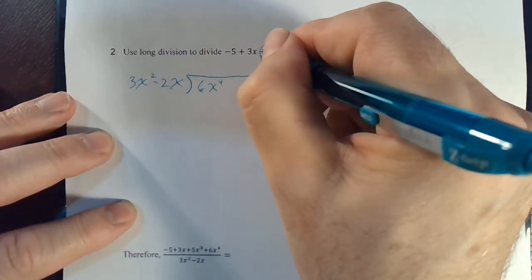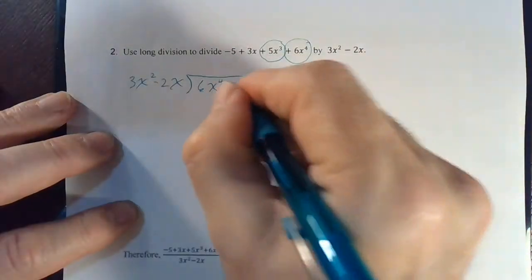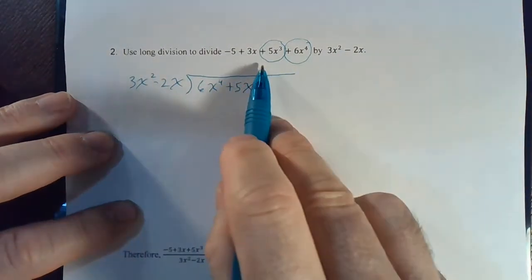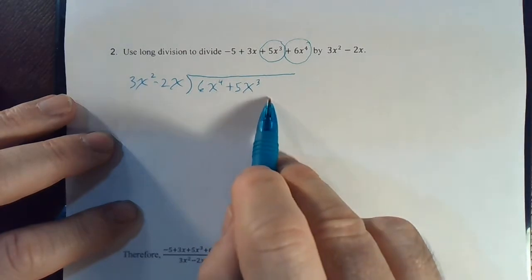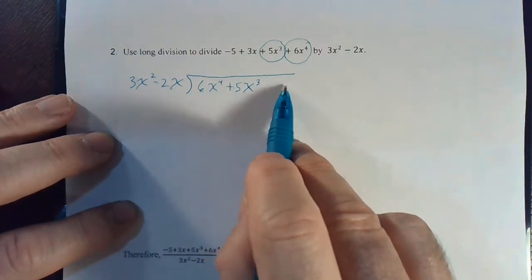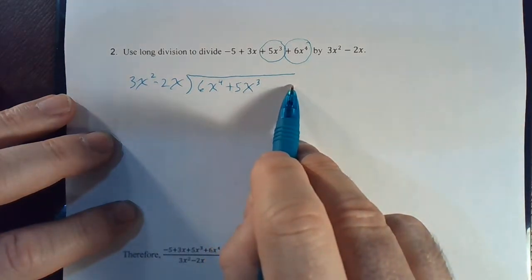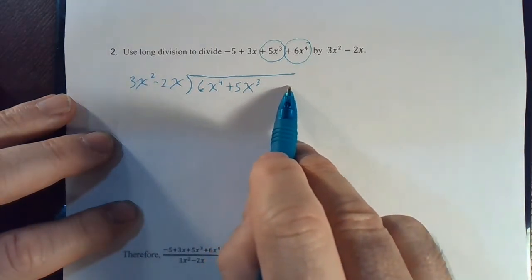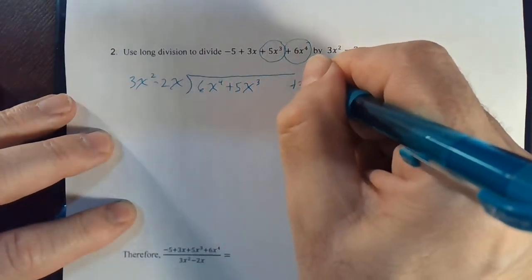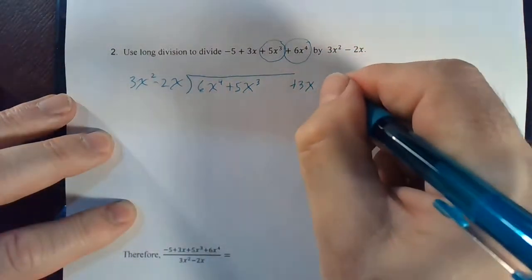And then I've got a 5x cubed. And notice there's no x squared. Just for convenience, I'm going to leave a little space here as if it were plus 0x squared. I could write 0x squared if I wanted to, but I think I'll just leave it blank. And then put plus 3x, and then minus 5.